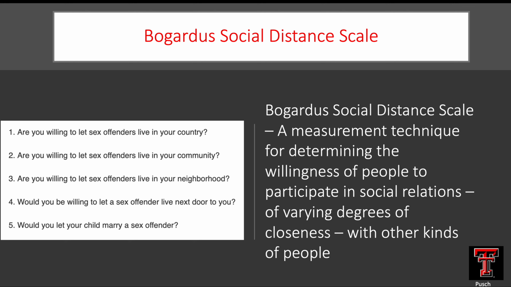So this is a little example here on the left-hand side about the acceptance of sex offenders. The first step is, are you willing to let sex offenders live in your country? Most people would probably say yes. However, when we look at the last one, would you let your child marry a sex offender? Most people are probably going to say no. Again, those who would let their child marry a sex offender are probably going to say yes to the other items as well.